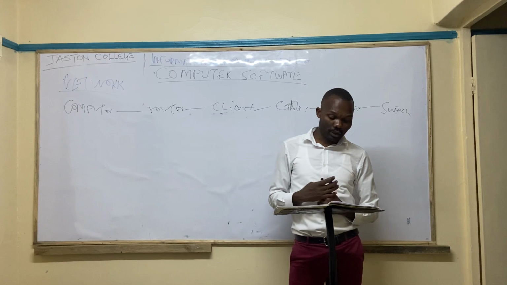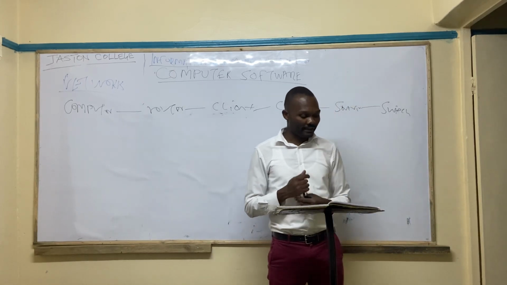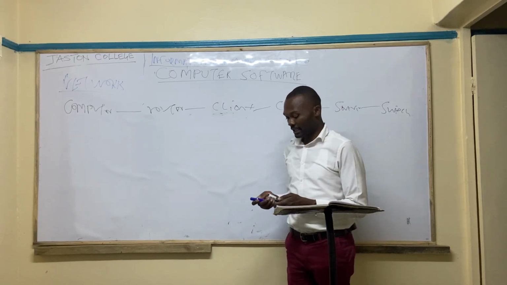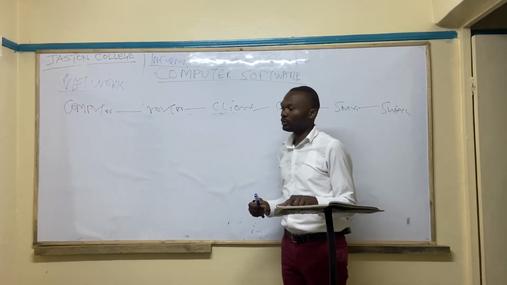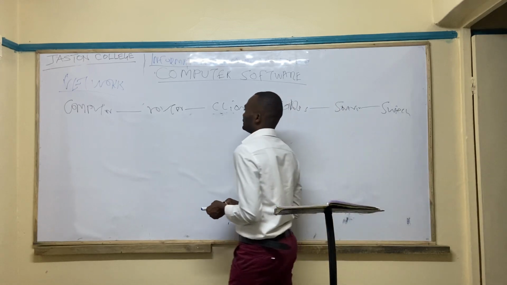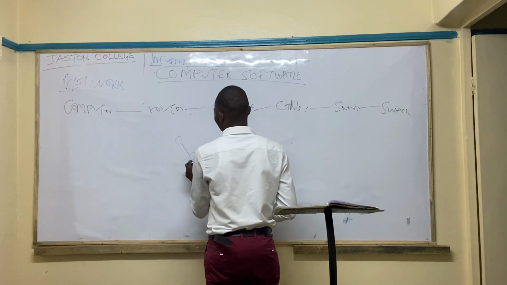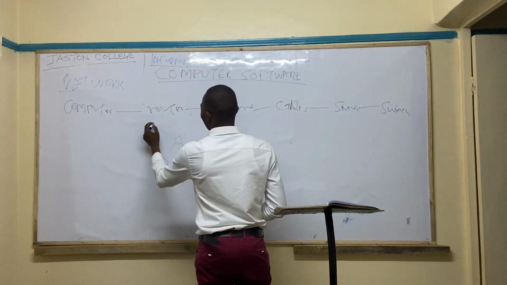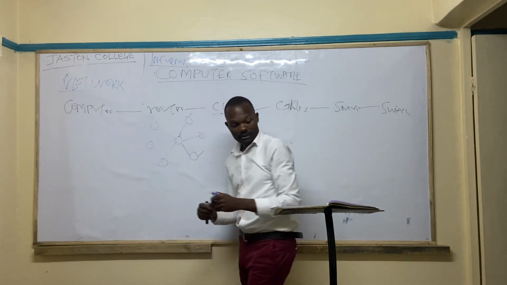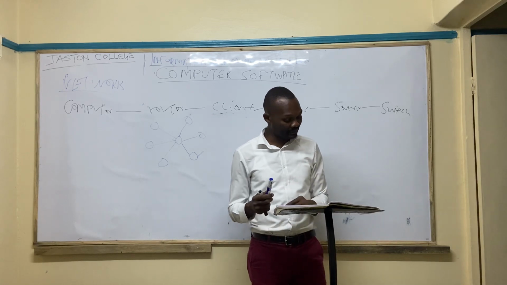Then we have what we call network topology. What is topology? We have ring topology, then star topology. This only means: how have you put your machines? How have you networked your machines? Topology is about networking machines. This is the main machine, and then we have another machine, and another machine here. So topology basically is about how you have put your machines.